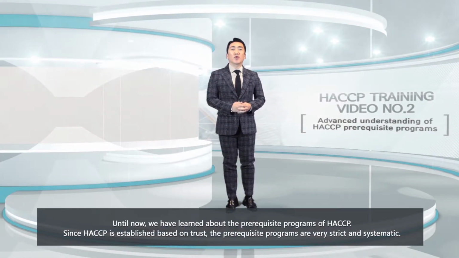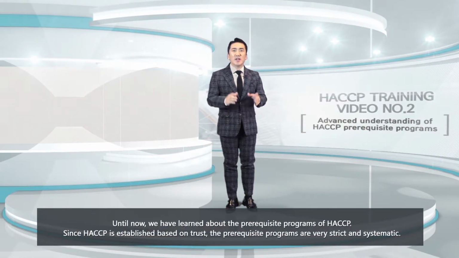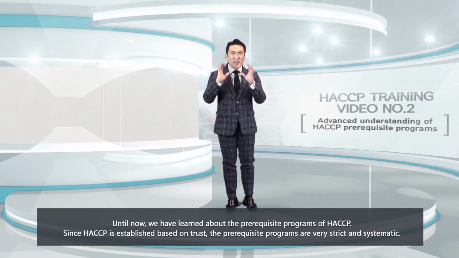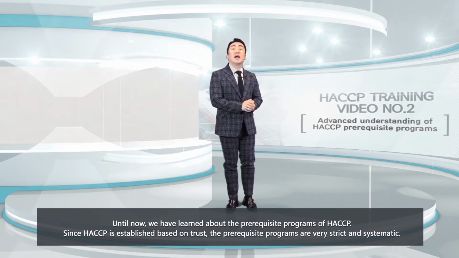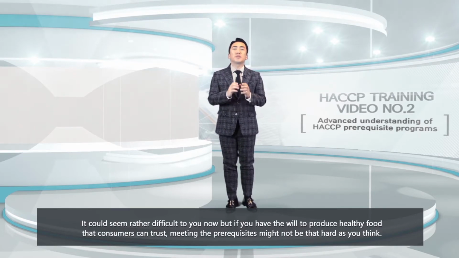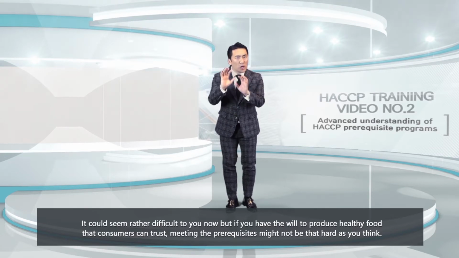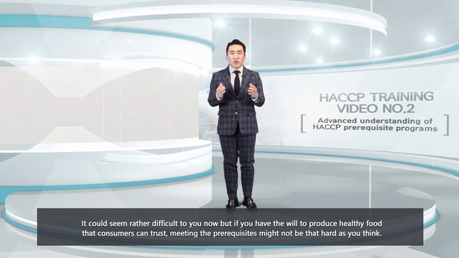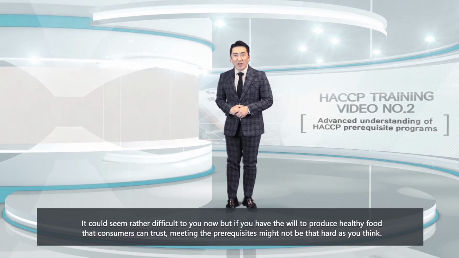Until now, we have learned about the prerequisite programs of HACCP. Since HACCP is established based on trust, the prerequisite programs are very strict and systematic. It could seem rather difficult to you now, but if you have the will to produce healthy food that consumers can trust, meeting the prerequisites might not be as hard as you think.